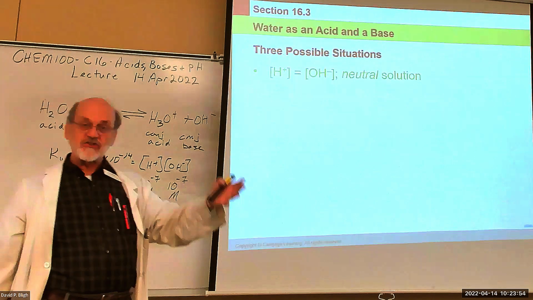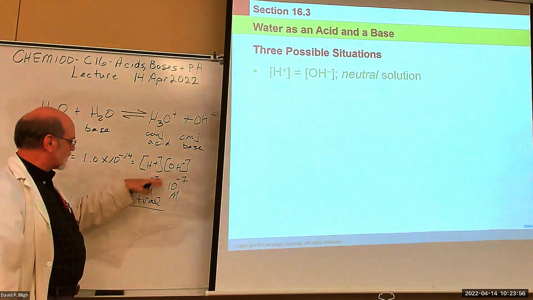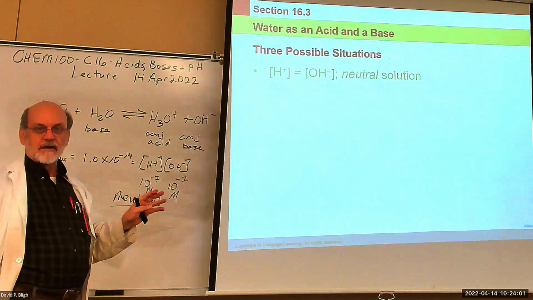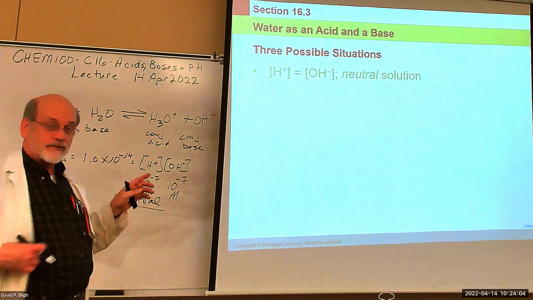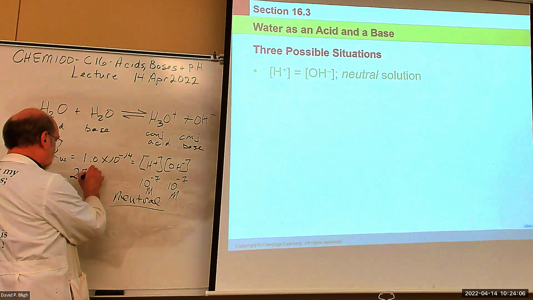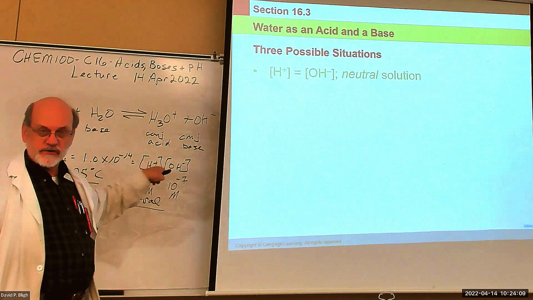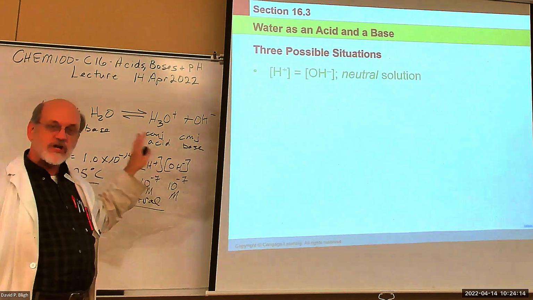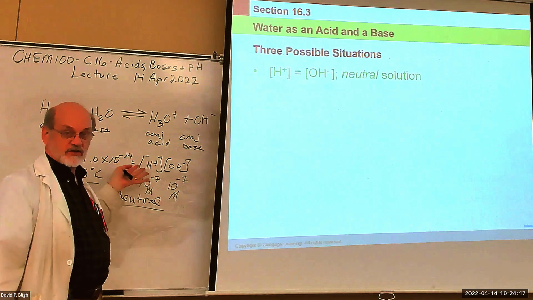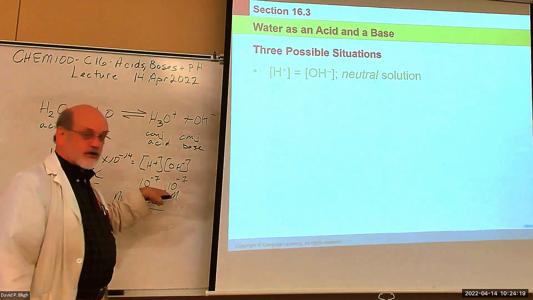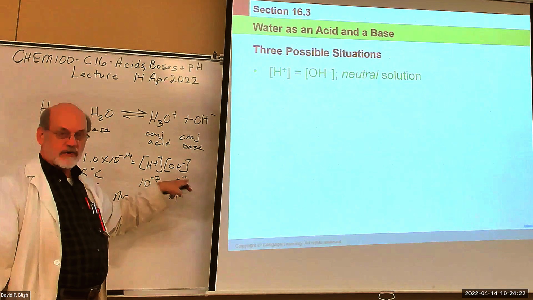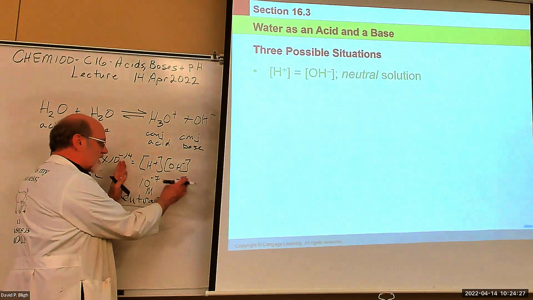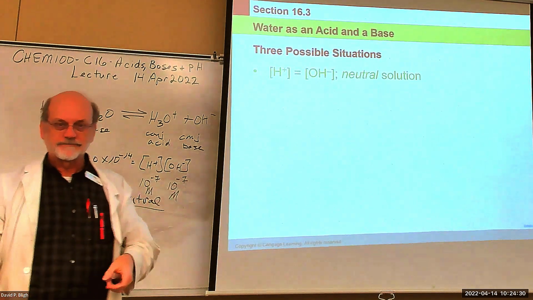But by extension, if these concentrations are equal to each other under any other circumstances, it is neutral. Now, if the temperature is 25 degrees, this is always going to be the case: 10 to the minus 7, 10 to the minus 7. It won't change. If you change the temperature, then this equilibrium changes, but you still have a neutral solution if these are equal. But we're going to stick with 25 degrees so that all you have to remember is 10 to the minus 7, 10 to the minus 7. That's neutral.